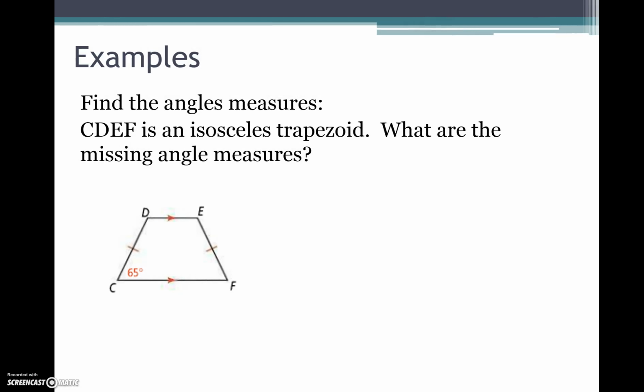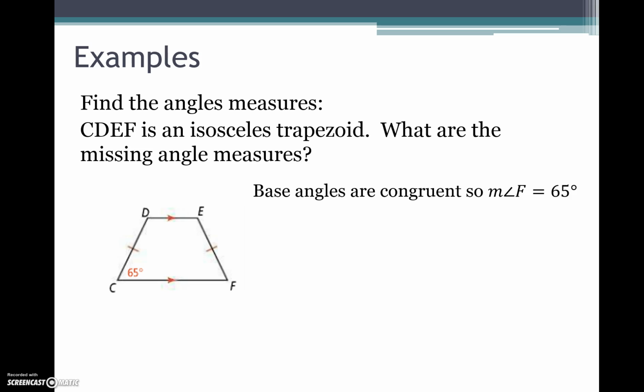So let's do an example with that. What I want to do first, in this isosceles trapezoid here, is find the missing angles. The first thing I know, since it's isosceles, is that the base angles are congruent. So angle C has to be congruent to the measure of angle F. Now what we want to do is find the measures of angle D and E.